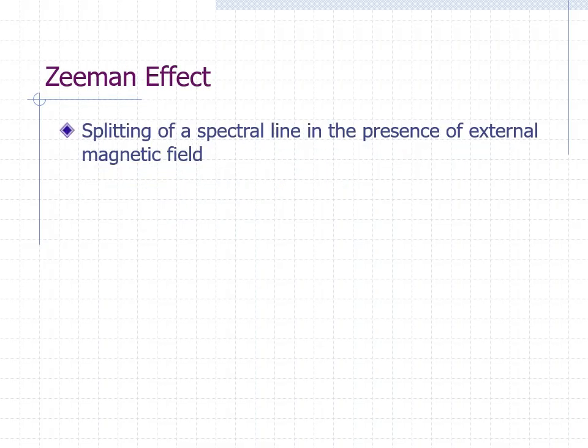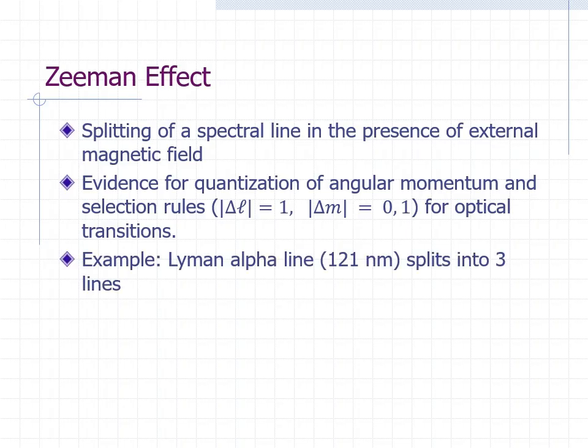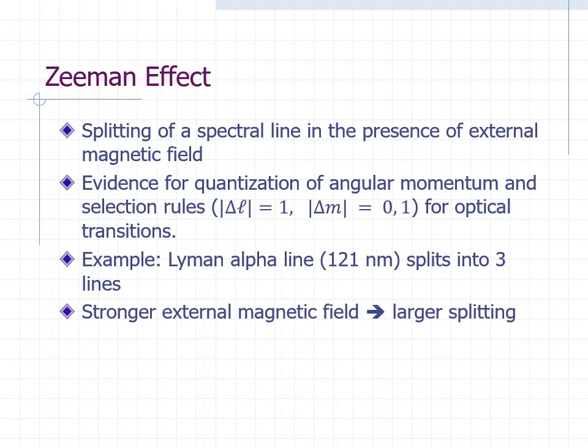The Zeeman effect refers to the splitting of atomic spectral lines in the presence of an external magnetic field. It serves as evidence for the quantization of angular momentum. It also provides validation of the selection rules for optical transitions. For example, in the presence of an external magnetic field, the Lyman alpha line at around 121 nanometers splits into 3 lines. The stronger the external magnetic field, the larger the separation of the lines. In the next slide, we explain why this is the case.